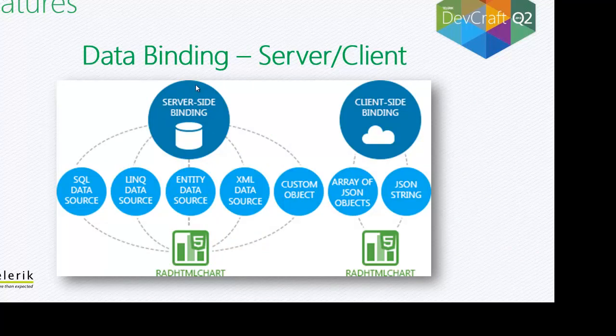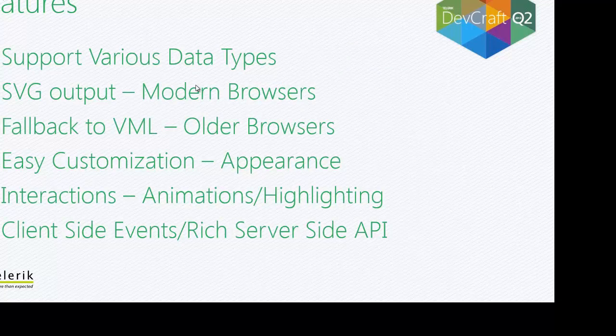Another interesting aspect of RAD HTML Chart is data binding. We support server as well as client-side data binding, and we're going to be looking at some demos. In server-side binding, we allow you to bind to any of the data sources, for example SQL data source, LINQ data source, entity data source, XML data source, or even your custom objects. On the client side, we allow you to bind to an array of JSON objects or just a JSON string. So we allow both of these things. That's the interesting piece about RAD HTML Chart, where we support both server and client-side data binding.